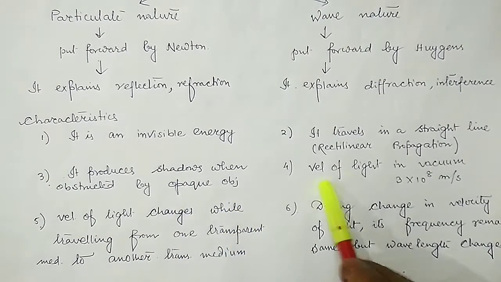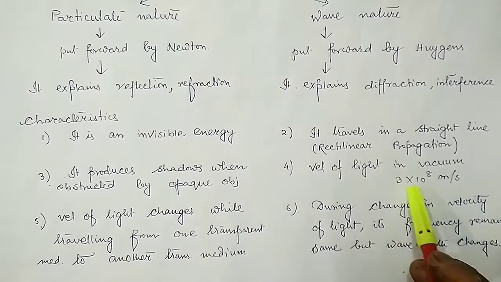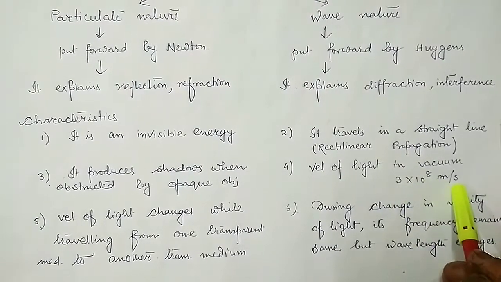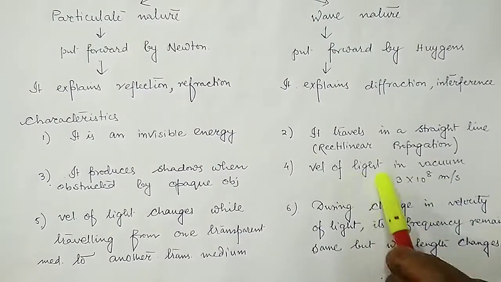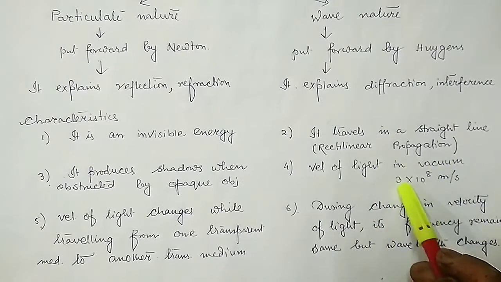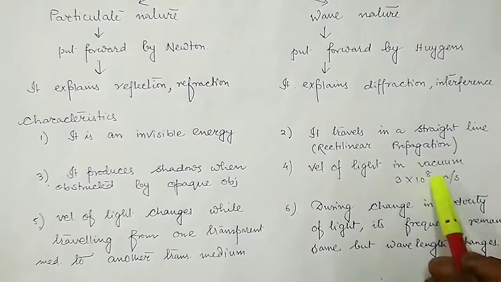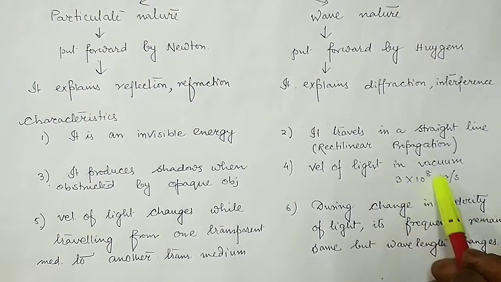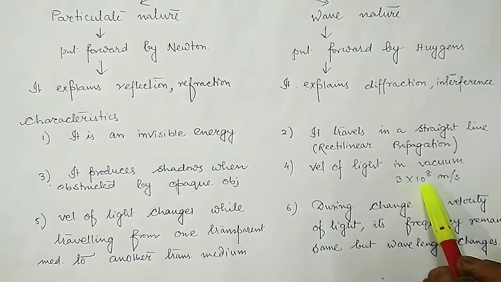And the velocity of light in vacuum is 3 into 10 to the power 8 meters per second. Though the velocity of light is different in different media, and in vacuum it is 3 into 10 to the power 8 meters per second, and it is the maximum speed that any object in the Earth's surface can attain.